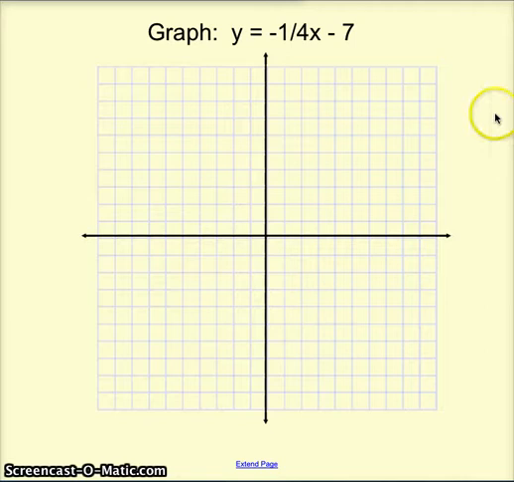Okay, let's try two more. So my y-intercept here is -7. So we can count down 1, 2, 3, 4, 5, 6, 7. And now my slope is -1 over +4. So that means I go down 1, right 4.